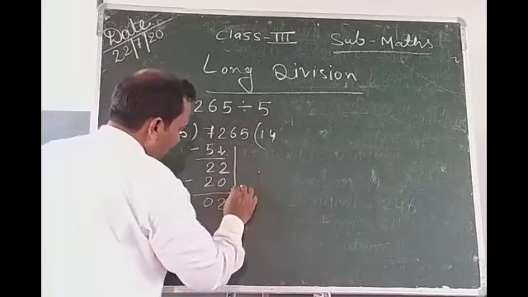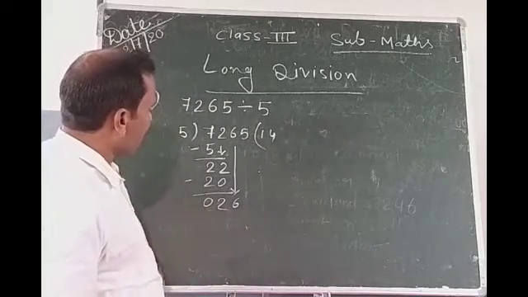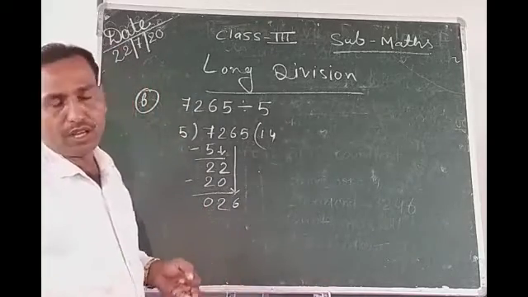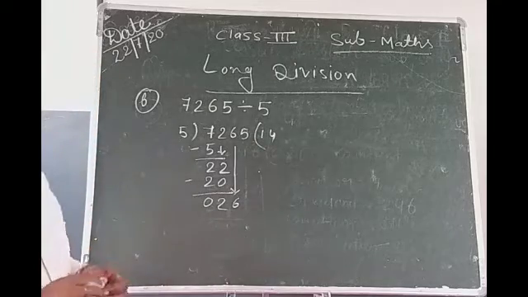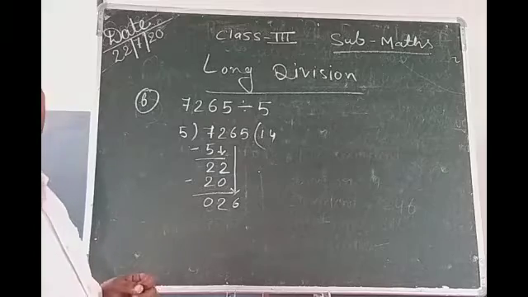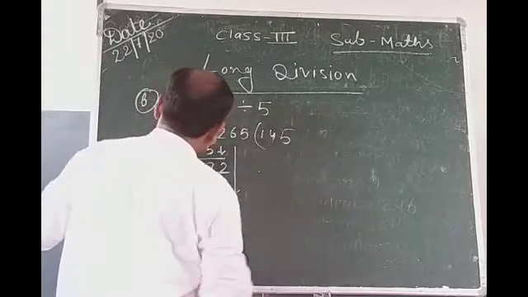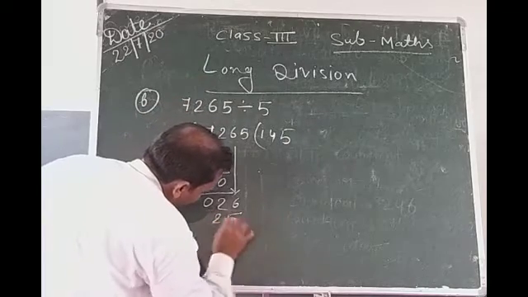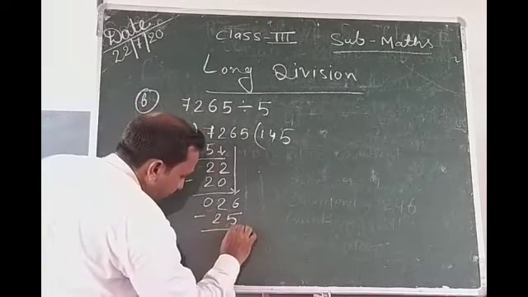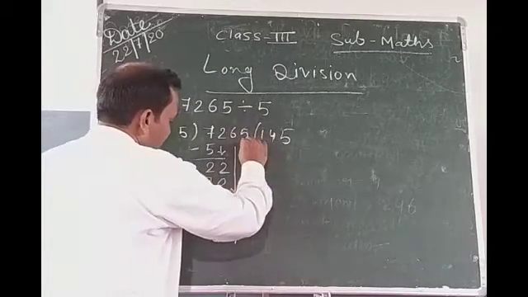Again put down one more number, that is 6, making 26. In the 5 table, how many times does it come? 26 is not coming, so we take the number before it, 25. Then 5 table 25 is coming, 5 times. So you write 5 here. 5 fives are 25, and now 6 minus 5 equals 1, and 2 minus 2 equals 0. Again bring down one number.